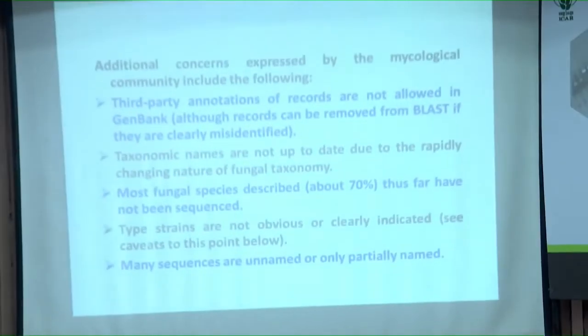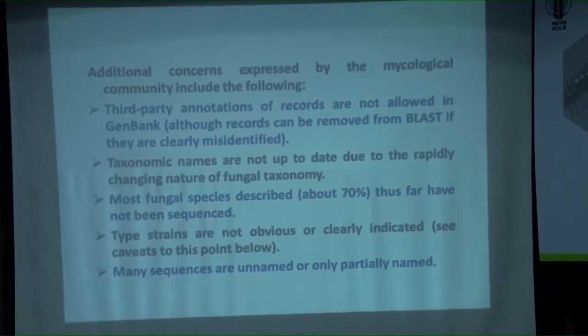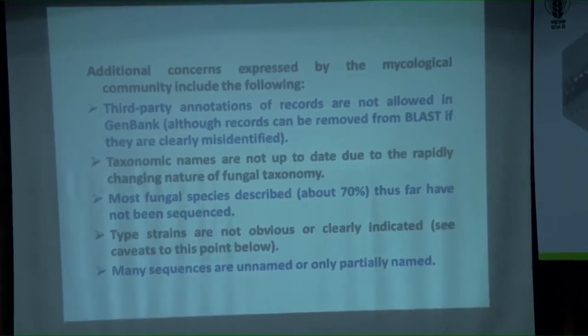Then third party annotation of records is not allowed, you know, and taxonomic names are not up to date due to the rapidly changing nature of fungal taxonomy. Suppose in this case also, this Bakanae pathogen I was telling you, there are 3 species mainly responsible. One, I told you, fujikuroi, proliferatum, and one more is verticillioides. So when you search NCBI for verticillioides, you can't get it. Here its name is different, it is in the form of moniliformis.